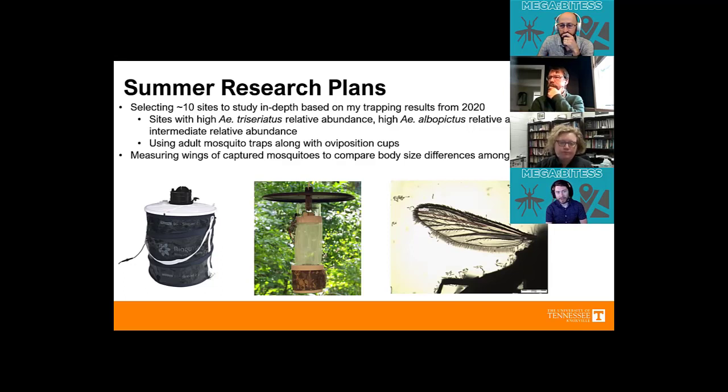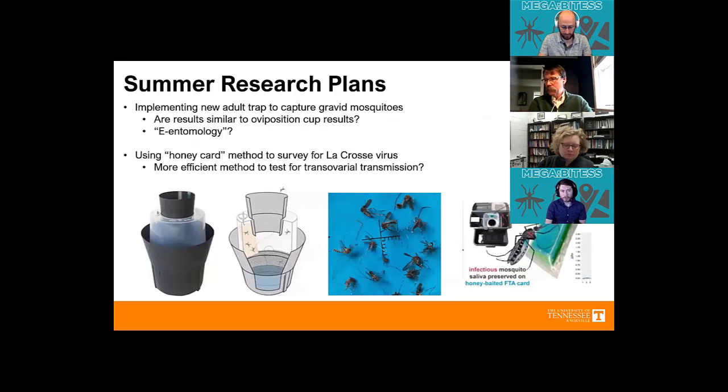And so what I'm interested in doing is measuring these wing lengths at different sites with different relative abundances of the species and seeing if we can see that difference that they found in the laboratory in a natural setting. I also want to do some things that might be really relevant to the MEGAMIDS program specifically.